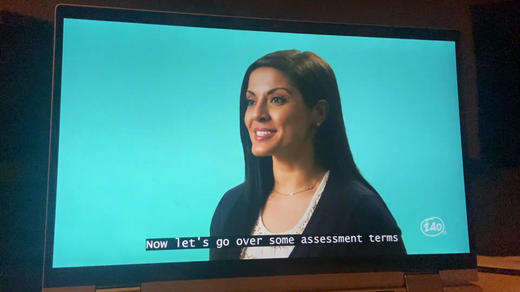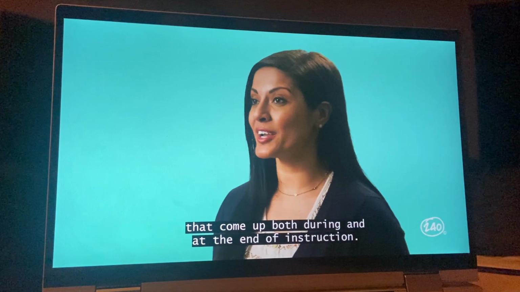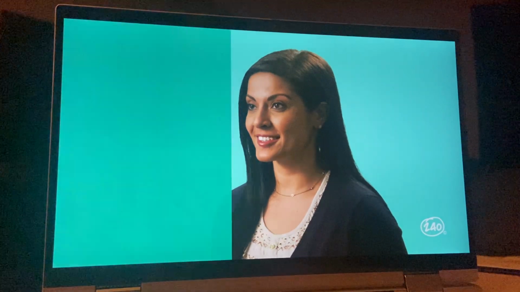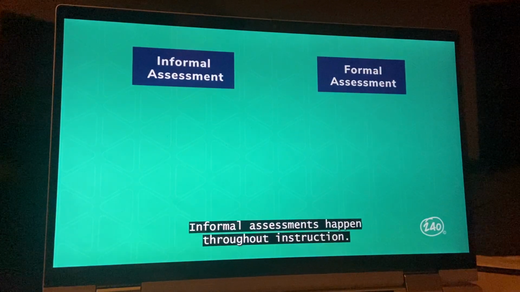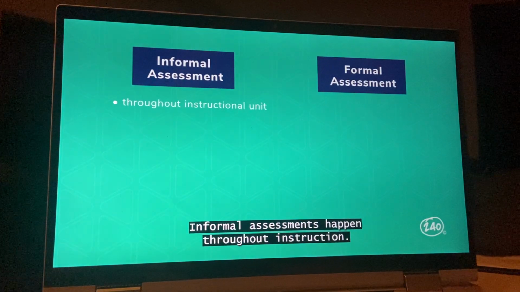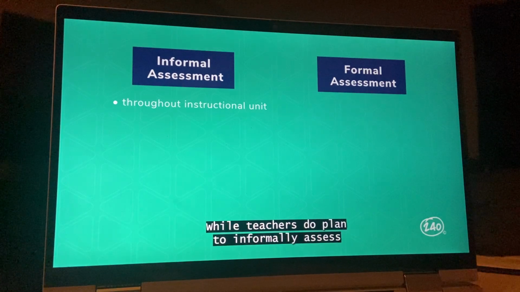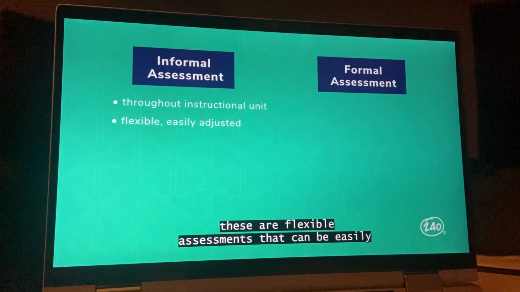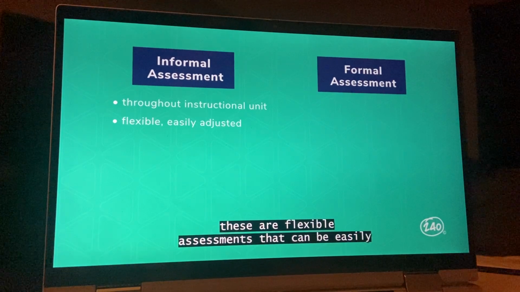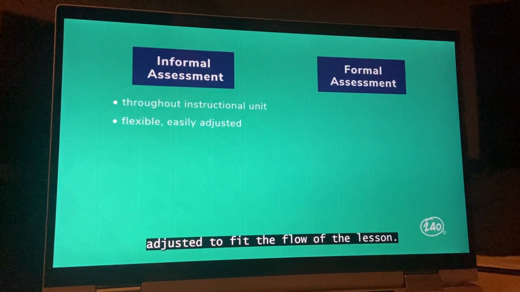Now let's go over some assessment terms that come up both during and at the end of instruction. Assessments may be informal or formal. Informal assessments happen throughout instruction. While teachers do plan to informally assess their students during instruction, these are flexible assessments that can be easily adjusted to fit the flow of the lesson.